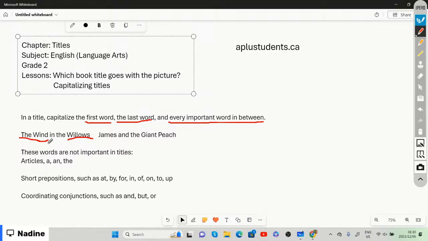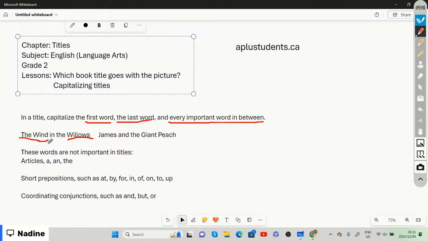Then we also have short prepositions. Examples of short prepositions are at, by, for, in, of, on, to, up. And short prepositions are also not important within the title.